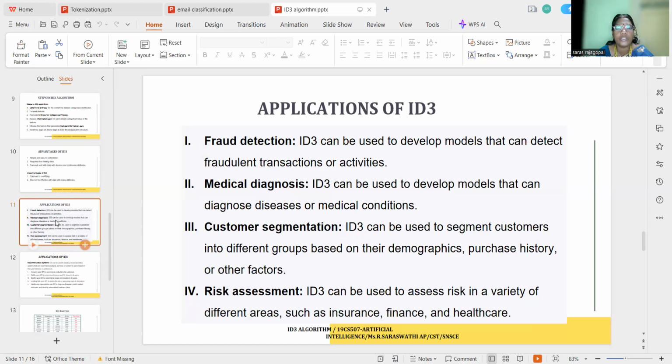Applications. Some of the applications of the ID3 algorithm: fraud detection, medical diagnosis, customer segmentation, and risk assessment. ID3 can be used to develop models that can detect fraudulent transactions or activities. In medical diagnosis, to develop models that can diagnose diseases or medical conditions. Customer segmentation: segment customers into different groups based on their demographics, purchase history, or other factors. Risk assessment: to assess risk in a variety of different areas, such as insurance, finance, and healthcare.